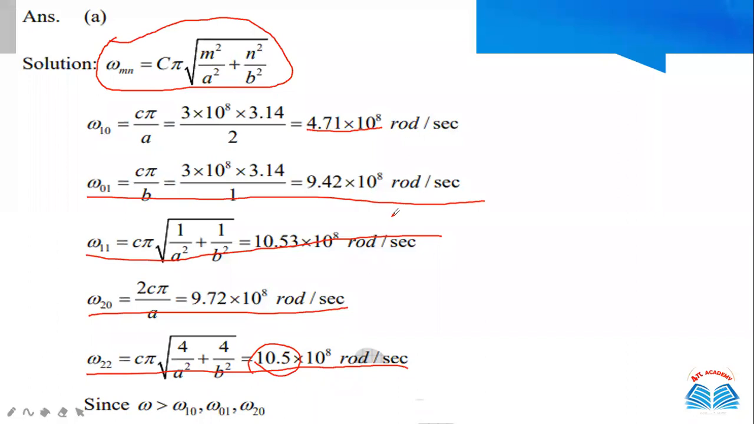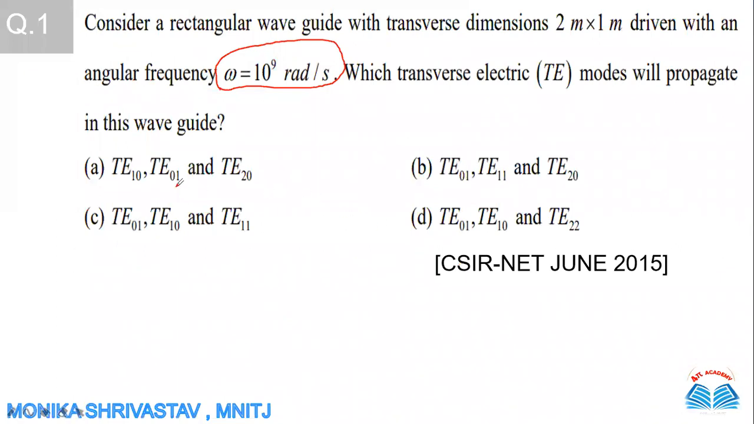So which values are we getting? We are getting the 10 mode, 01 mode, and the 11 is also greater, so we will not consider this one, and the 20 mode. So 10, 01 and 20. Just look at the options: 10, 01 and 20. This may be the answer. Just check the others too.